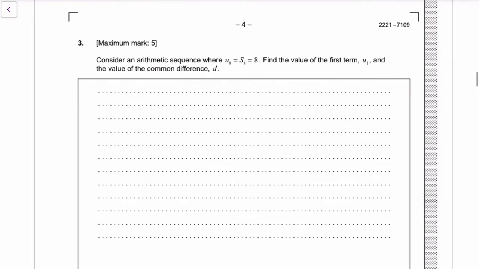We have question 3, a sequence question. The 8th term and the sum to the 8th term are both 8. Find u1 and find d. So this is where you simply apply the formulas. So we have the un formula, which you can check in the formula booklet. It's arithmetic, so u1 plus n minus 1 d. Alright, we are given u8, so that means u8 would be u1 plus 8 minus 1 d, so 7d. But they told us that u8 is 8, so this is equal to 8.